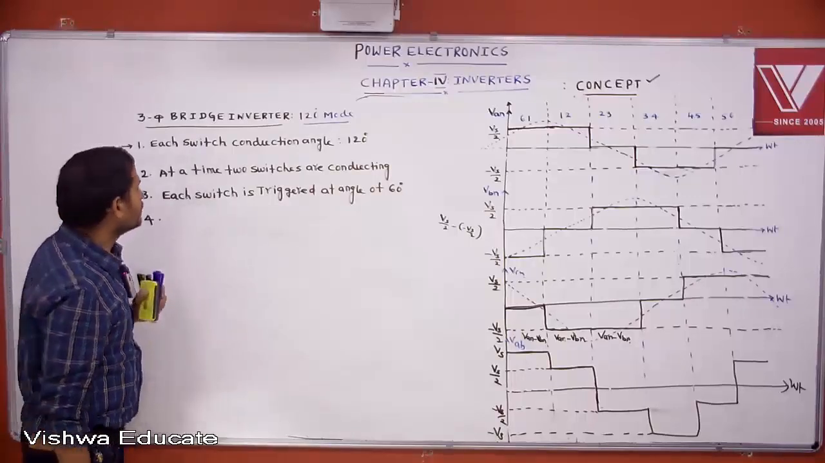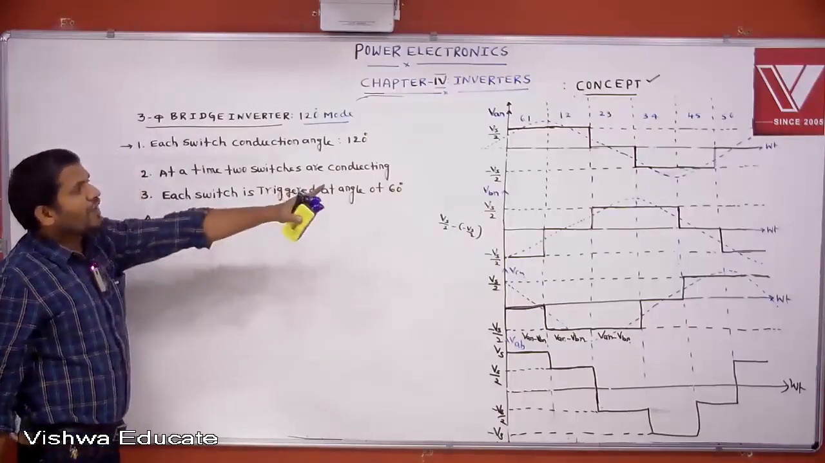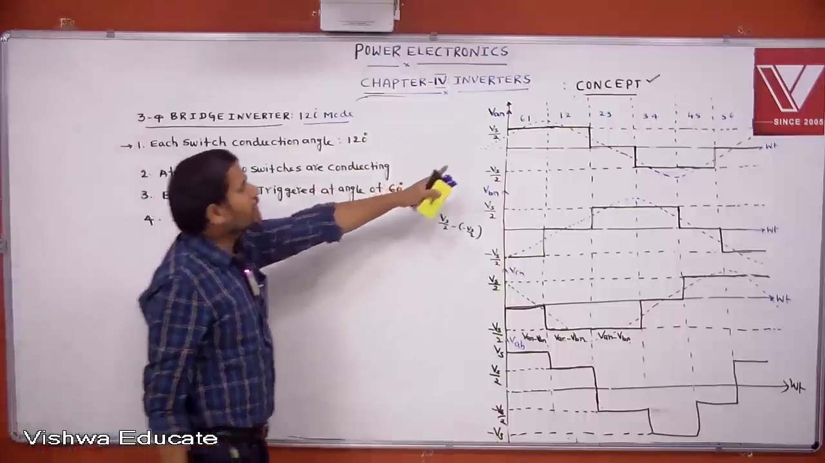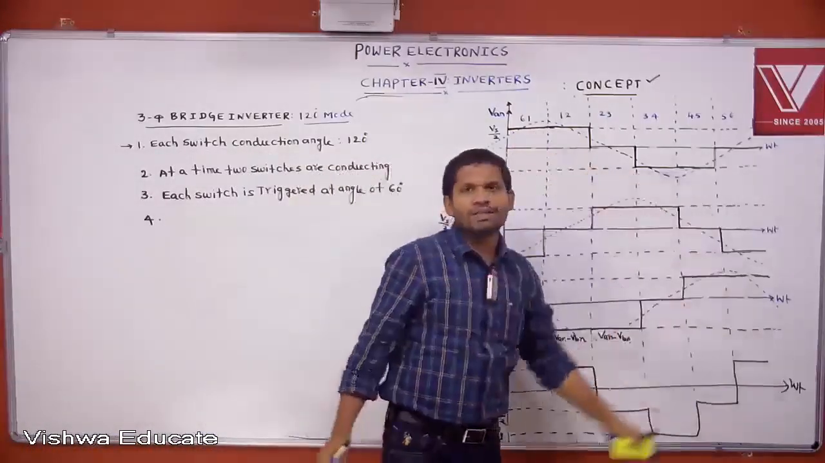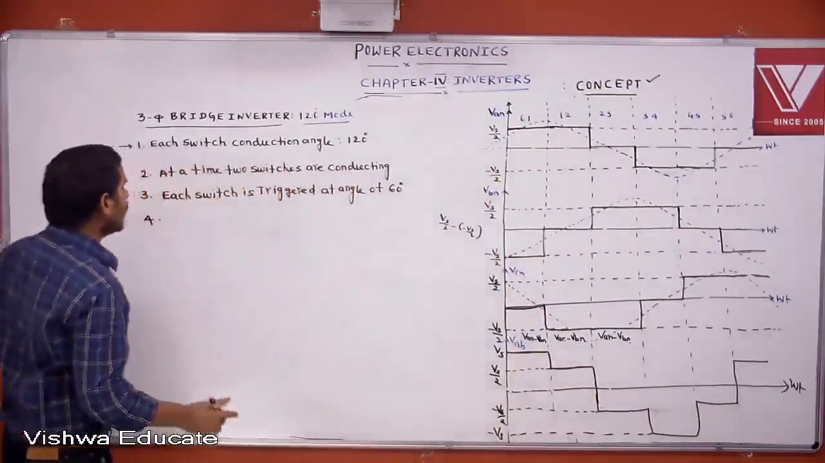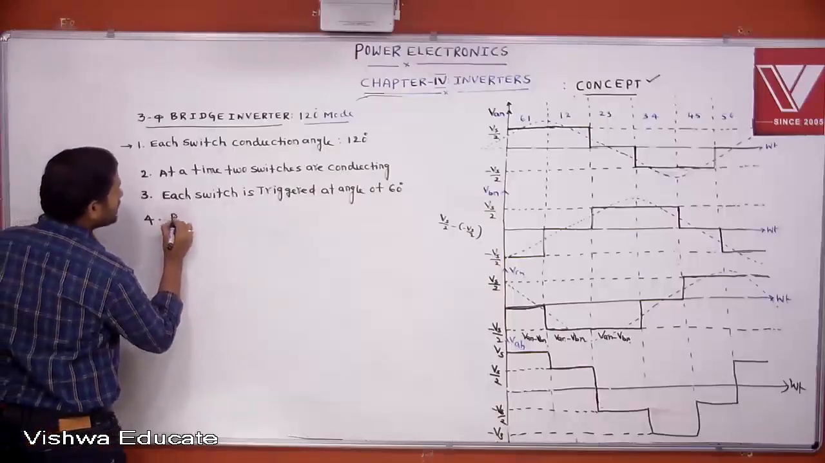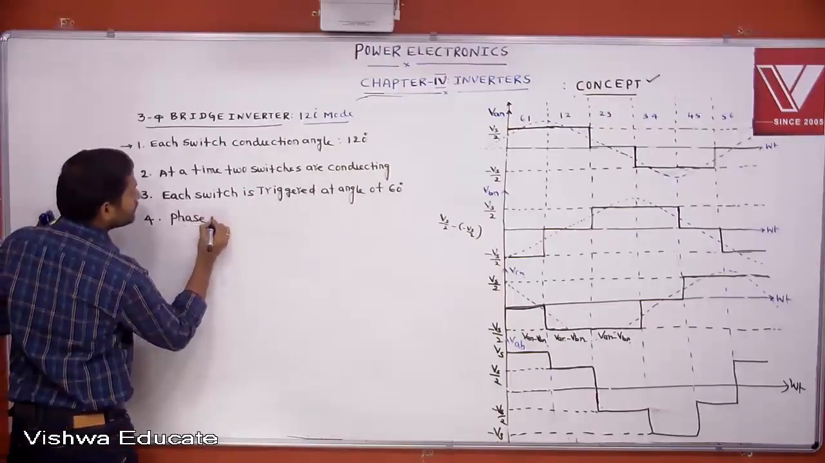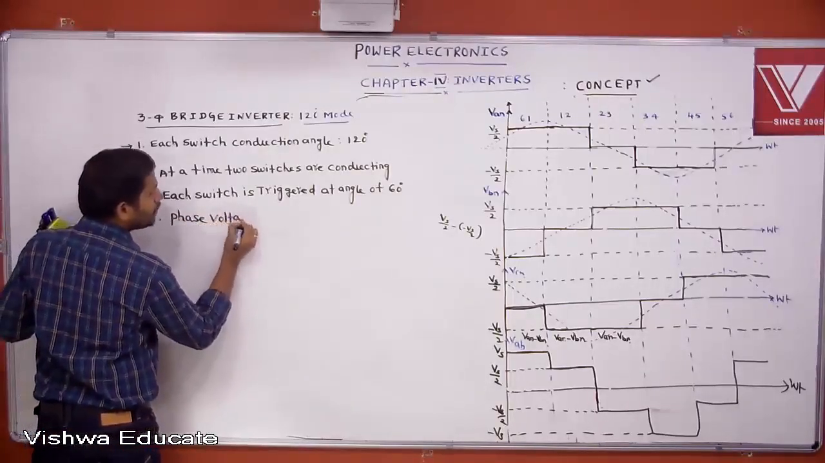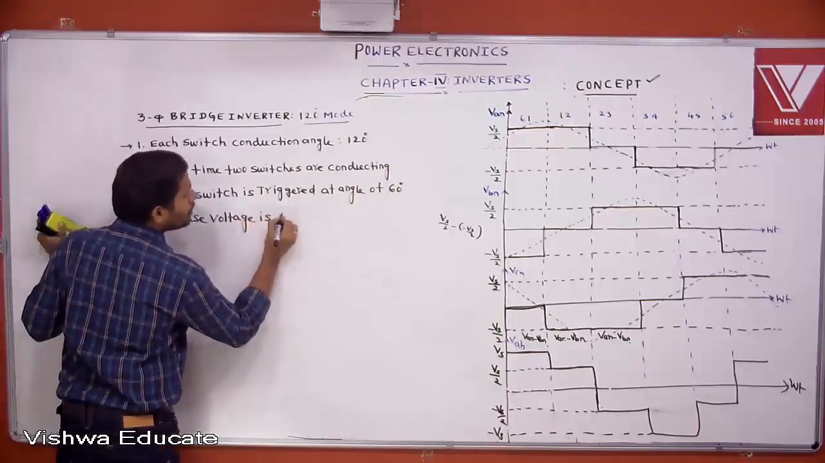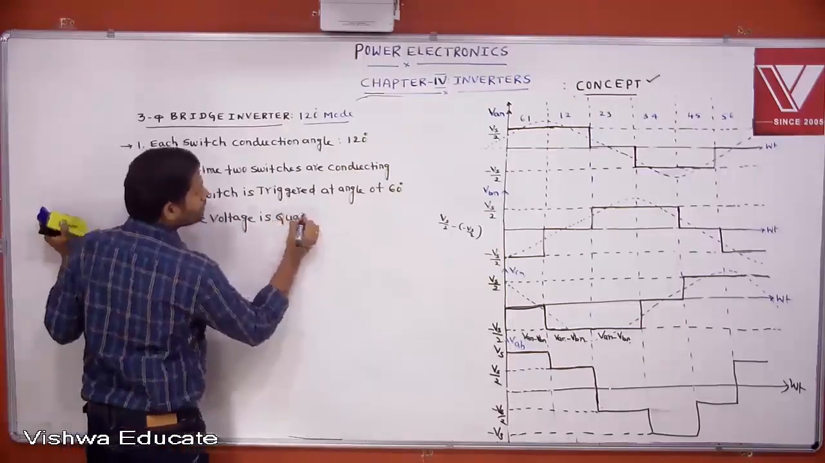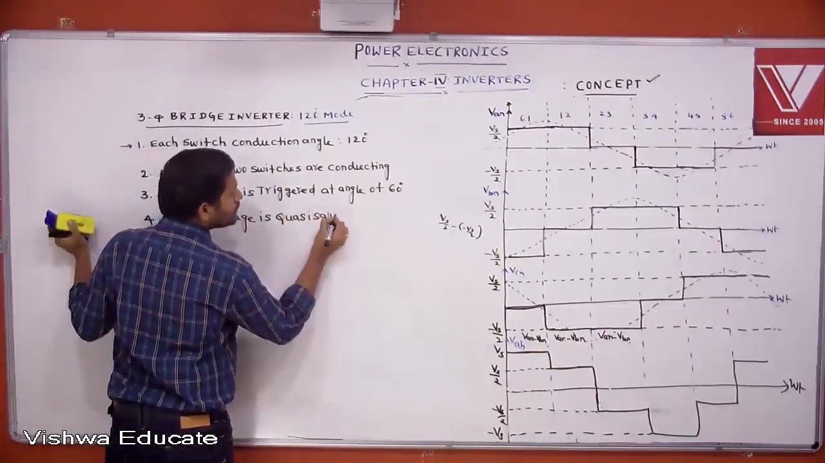Tell me, what is the shape of the phase voltage? The phase voltage is a quasi-square waveform.